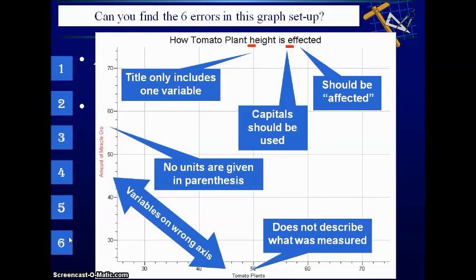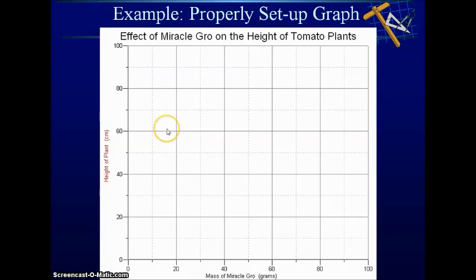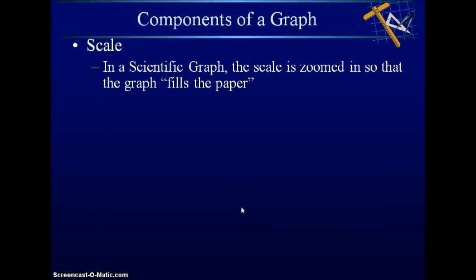And then finally, we've got no units. Both of these labels should have units after them. Maybe meters in parentheses if we're measuring the height. Maybe grams in parentheses after the Miracle-Gro if we're measuring the mass. So make sure we've got all those elements included. Okay, here's an example of a much better setup for that experiment. And you notice, again, we've got lots of our information. There's our units. Things are on the right variables. So always ask yourself those questions.